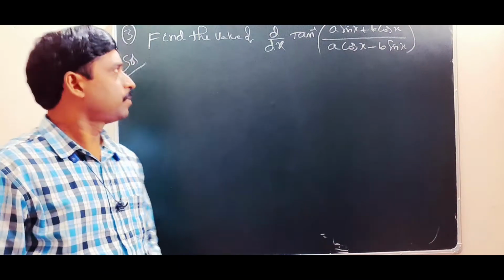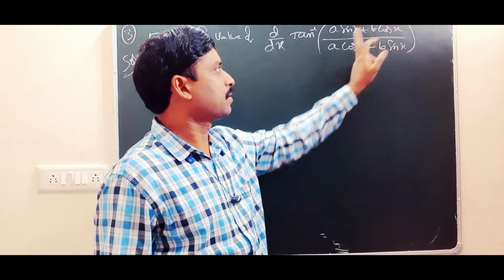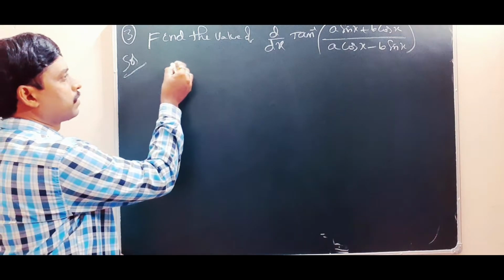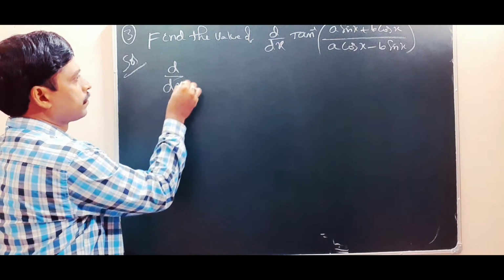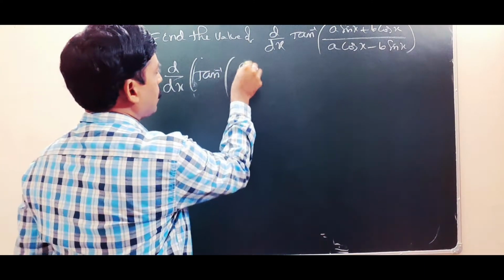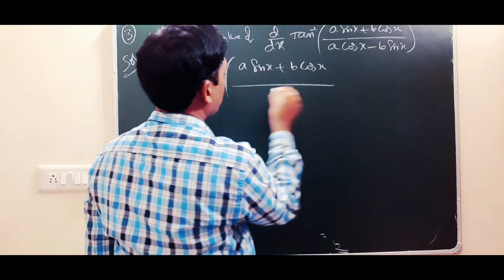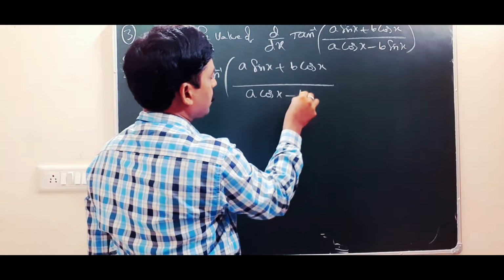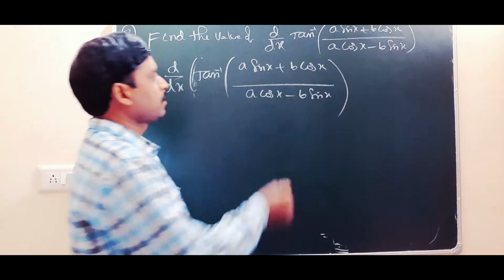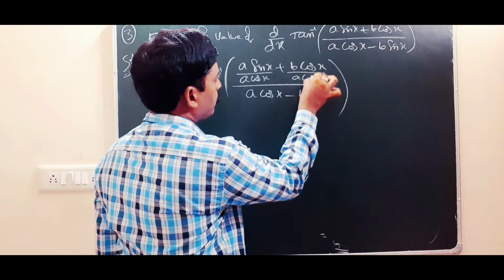Okay, let us go to the next problem. Find the value of d by dx of tan inverse of a sin x plus b cos x by a cos x minus b sin x. Okay, so our target is d by dx of tan inverse of a sin x plus b cos x upon a cos x minus b sin x. Divide by a cos x in the numerator as well as the denominator.